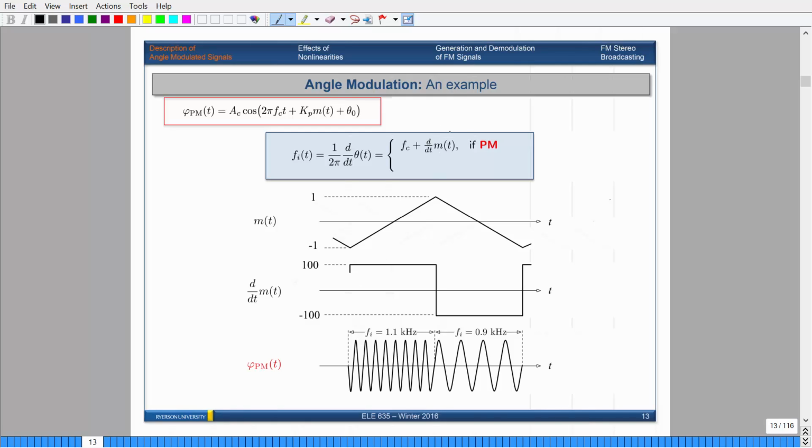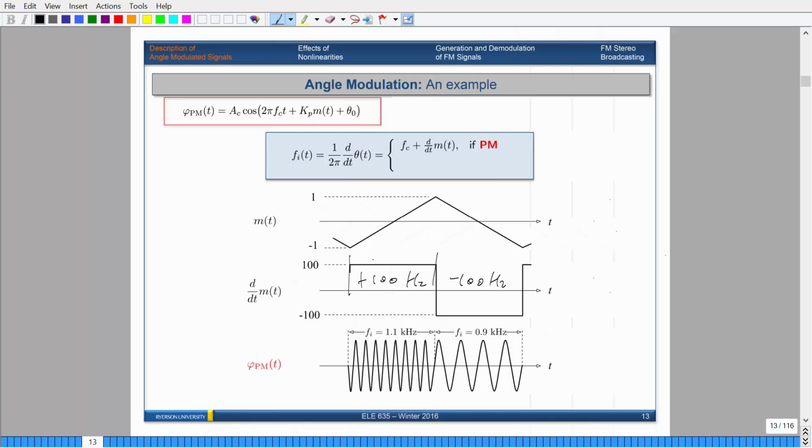Remember, this is the derivative of the message, and then you're adding that onto the frequency, and this is how you sketch it. So this is your frequency, which is originally 1 kilohertz, and then in between the positive trends, you're adding 100 hertz at every point in time, which is constant. So between here and here, you have an additional 100 hertz that's added, okay? And then between here and here, you're subtracting 100 hertz, and that's why you go down to 0.9.